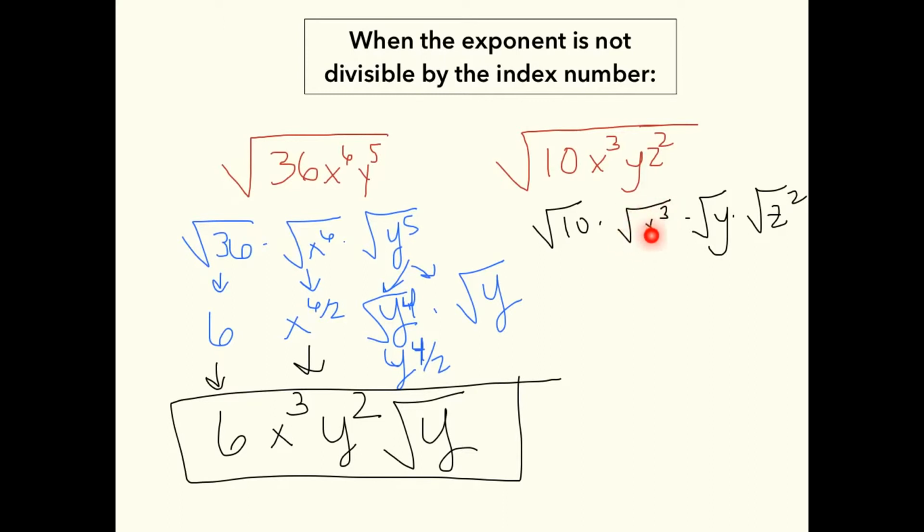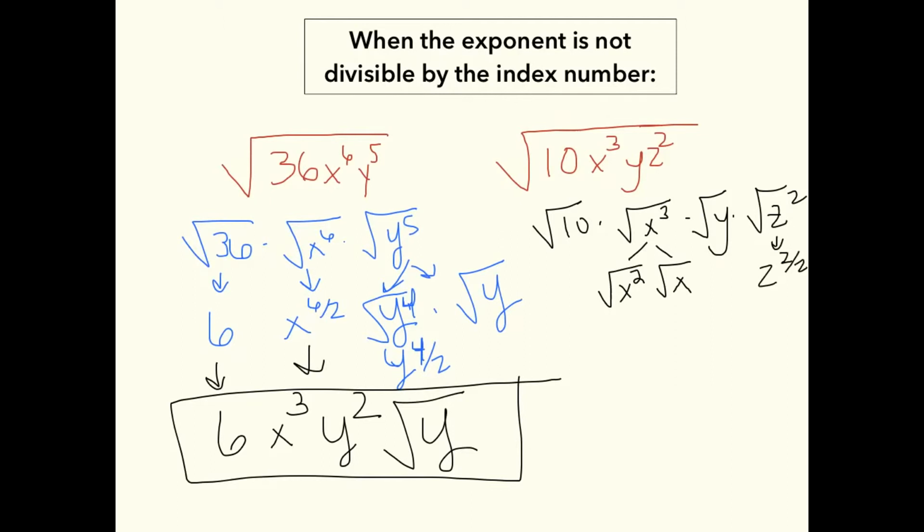Square root of x cubed. Now remember, you can't do 3 divided by 2, so we need to split this up into square root of x squared and the square root of x. Well, x can only leave the party in pairs. This guy's going to have to stay under the radical. This square root of y stays, so it can't do anything else. And the square root of z squared becomes z to the 2 over 2.